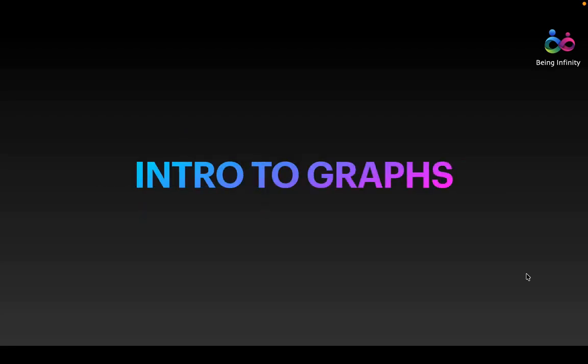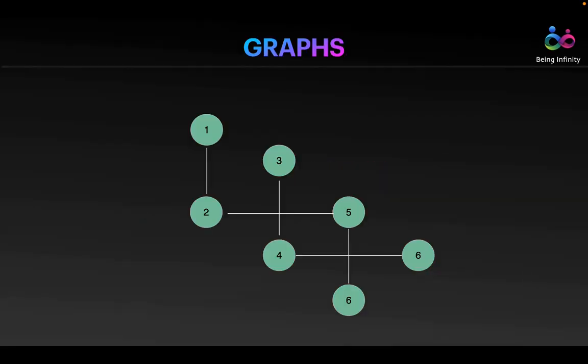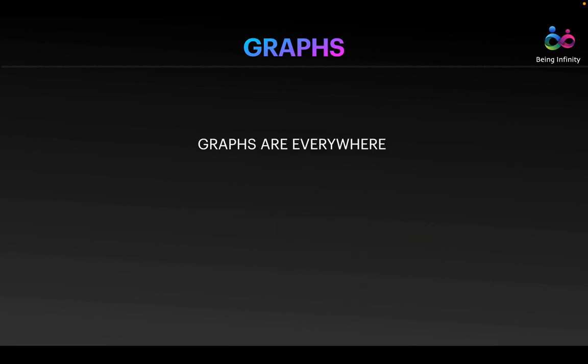Let's look at an introduction to graphs. This is one simple example of a graph, and even the complex graphs have just two things in them. One is these, which are called nodes, vertices, or points. Another is these lines, which are called edges, connections, or arcs. Graphs are everywhere, but every type of graph can be categorized into one of four buckets.